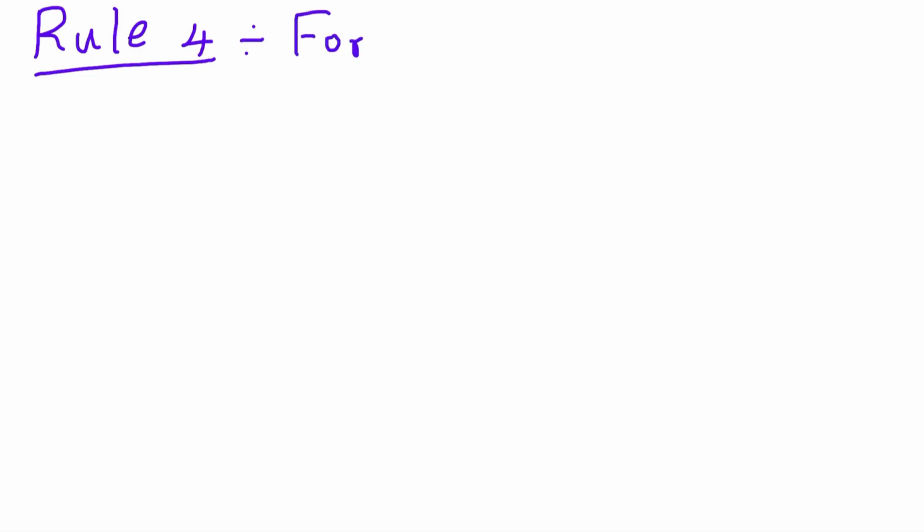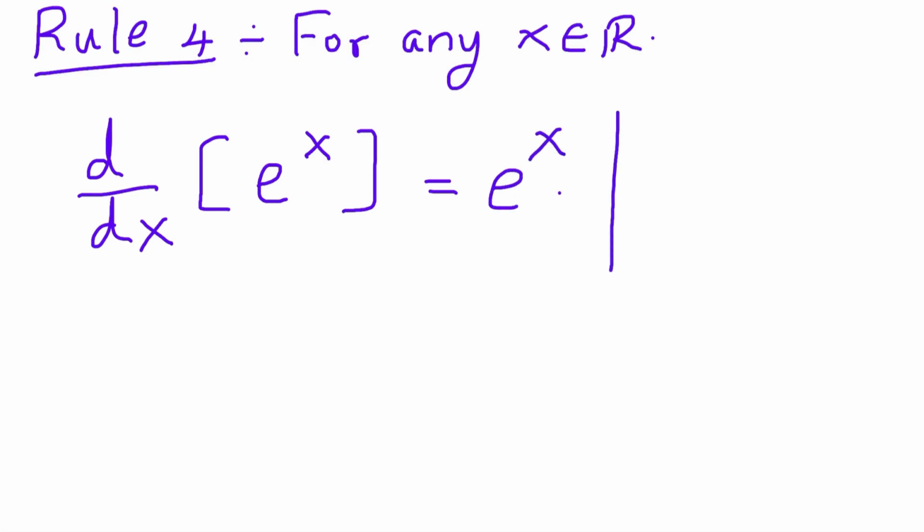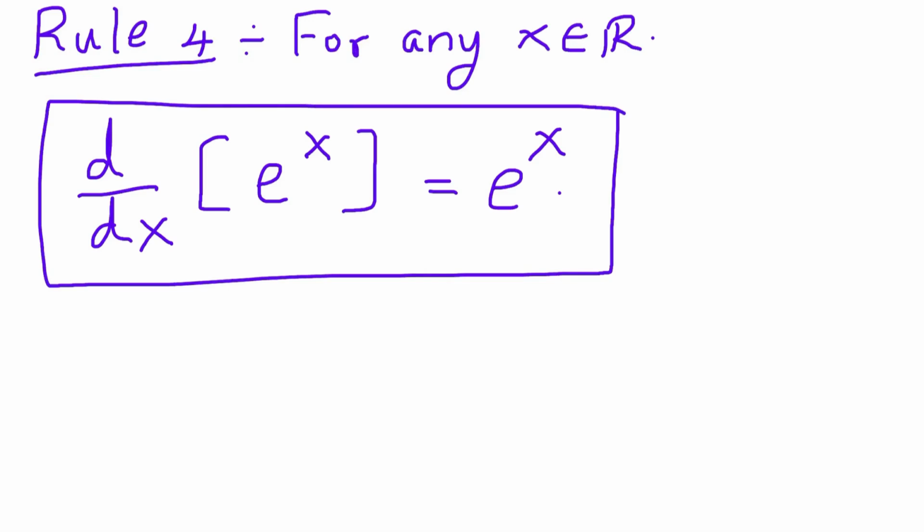As the next derivative rule, we are going to talk about the derivative of the exponential function. So in this case, we consider any real number x. The derivative of e to the power x we can write as the same, e to the power x. That's the derivative.